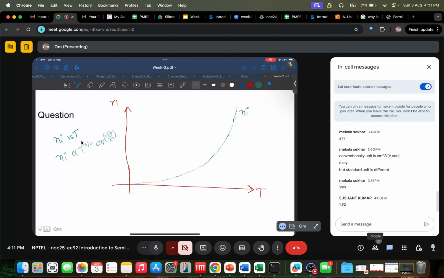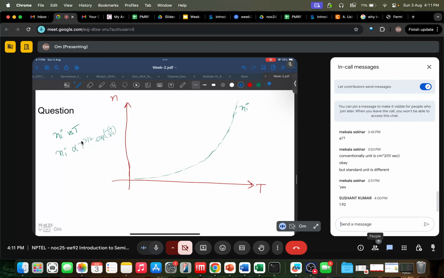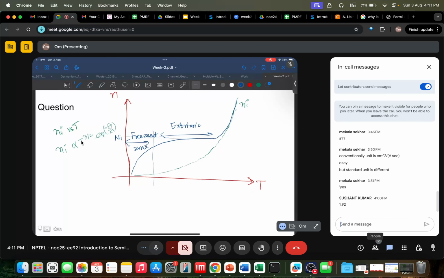Ni. Now I want to draw n. How n will behave is something like this: increase, saturate, and then increase again. So this is called the freeze out zone. This is called extrinsic, where n is equal to ND. This is the intrinsic zone.